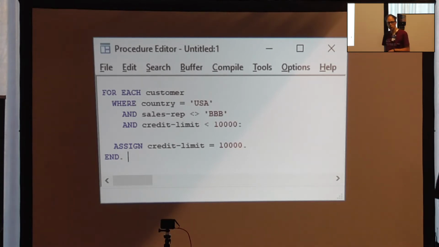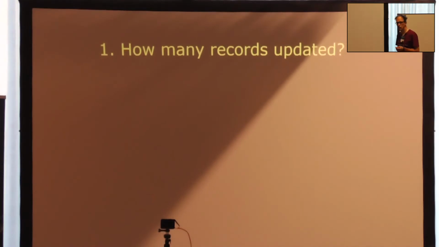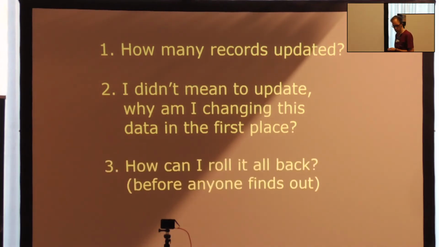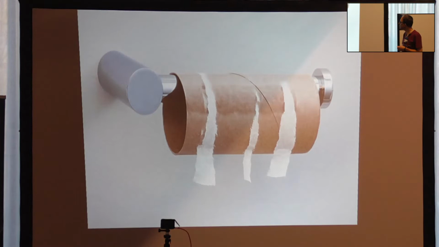Now, the problems with this program are threefold. The first problem is, if it even succeeds, how many records did we update? We don't have an idea. The second problem might be, what the heck? I didn't even mean to update this. Was I really in production? And the third, obviously, how can I roll this back before anyone finds out? Now, these kinds of questions were exactly the questions I was facing in 2008. And you're out of luck, by the way.